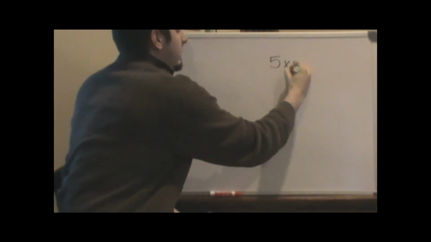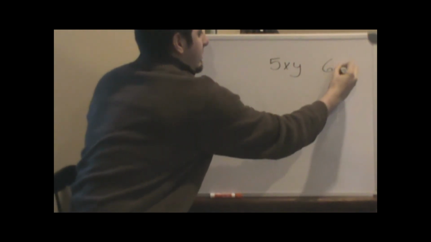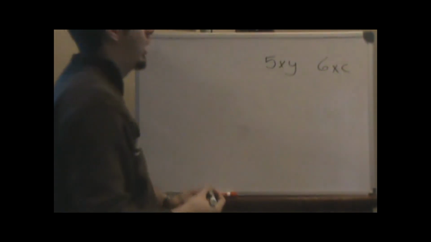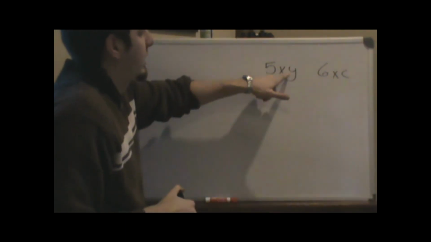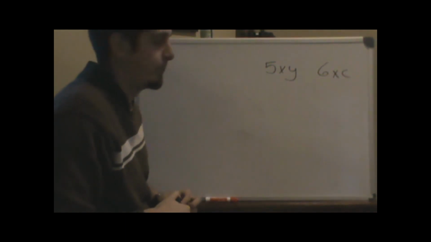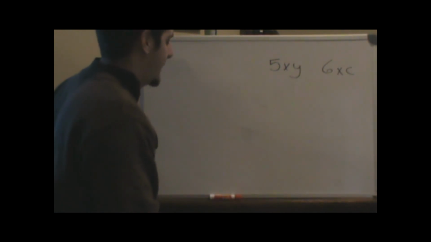5xy and 6xc are not like terms. They cannot be added, because while they both have x, one has y and the other has c. So they do not have the same exact two variables.